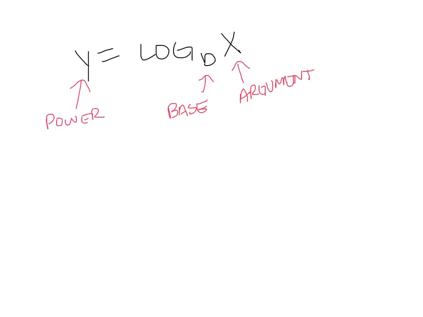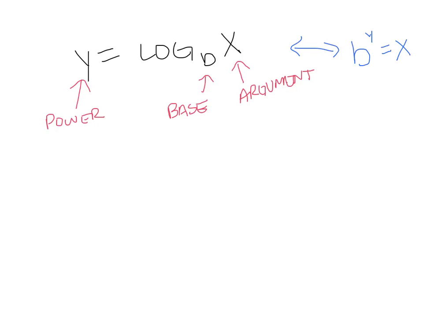So if we were to think about this as an exponential problem, the base is b, the power is y, and the answer there is x. So they're just inverses of each other. We're looking for the power. Usually we're looking for what the evaluation is.